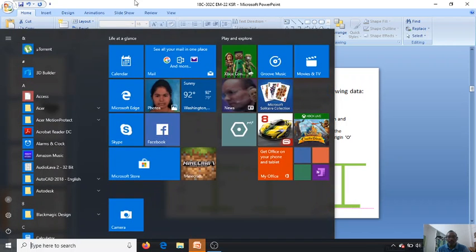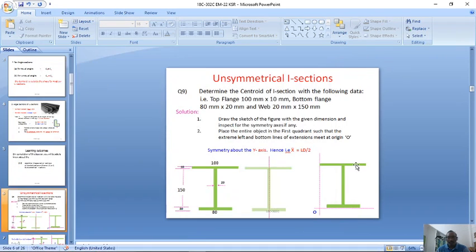This precaution you should take care of while approaching the position of the shape in the first quadrant, right? So observe these two portions. On one side it is attached, and the bottom flange is some distance away, because to maintain the alignment with respect to the y-axis, the entire object should be placed in the first quadrant. Right?